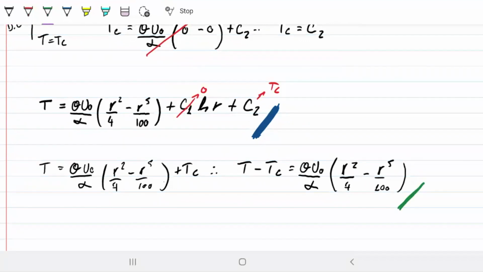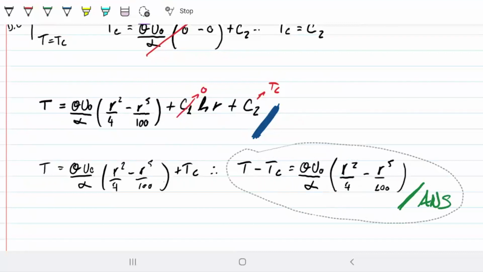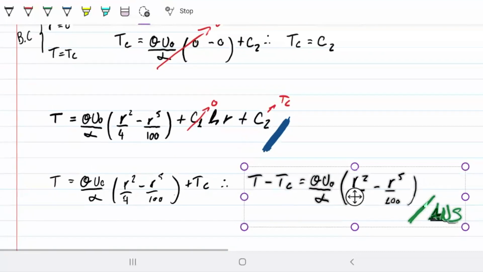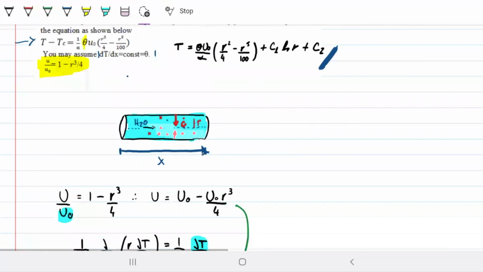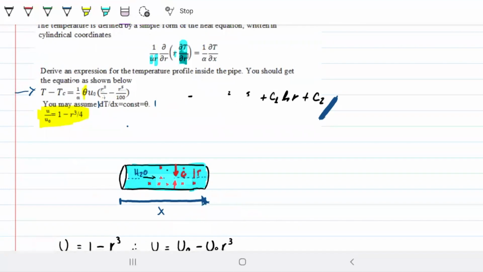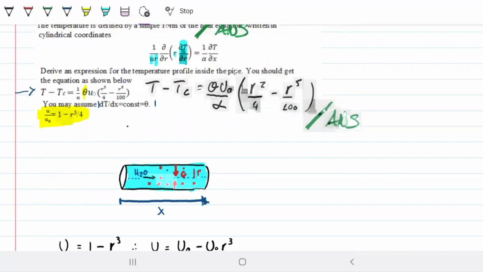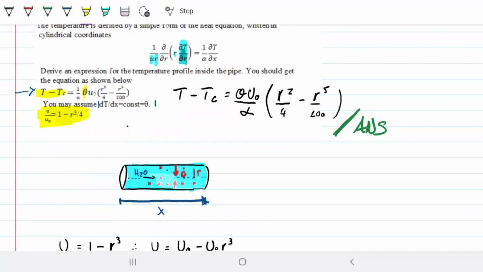So let's make sure of that. Grab this, and we can go all the way up there and check. So T minus Tc equals 1 over diffusivity, theta times U naught, that multiplies the parentheses inside, R squared over 4 minus R to the 5 over 100. Great, good job, you got it. All right, any questions?